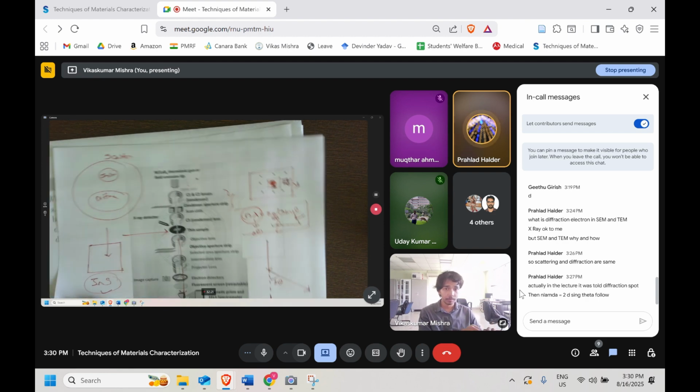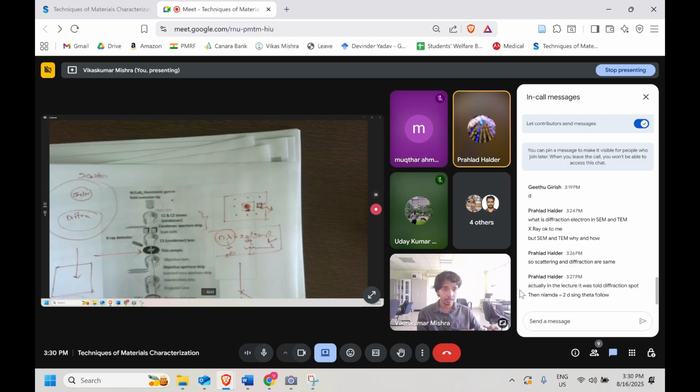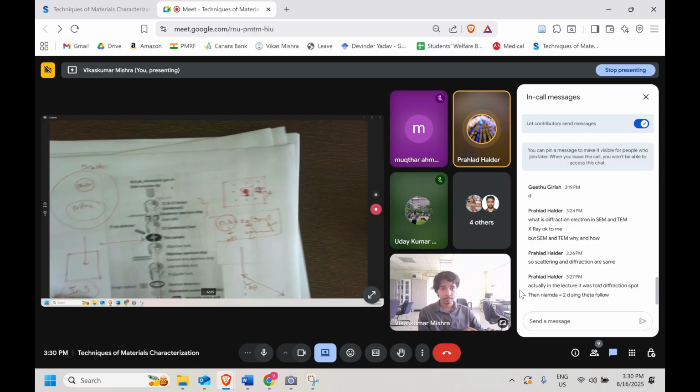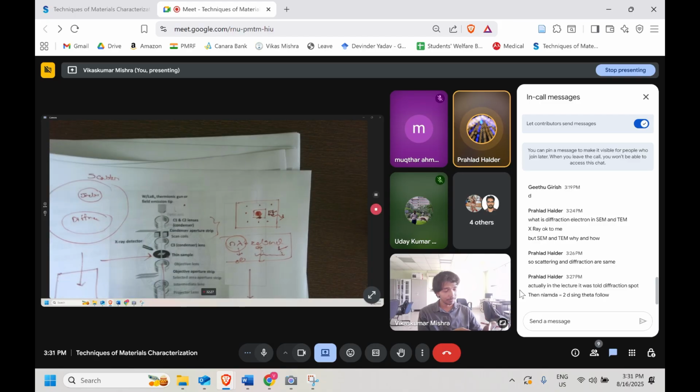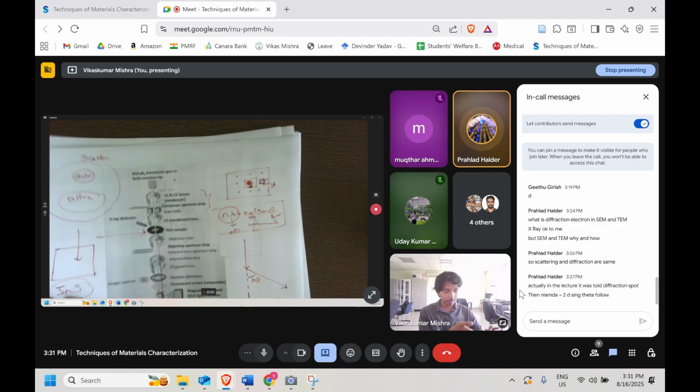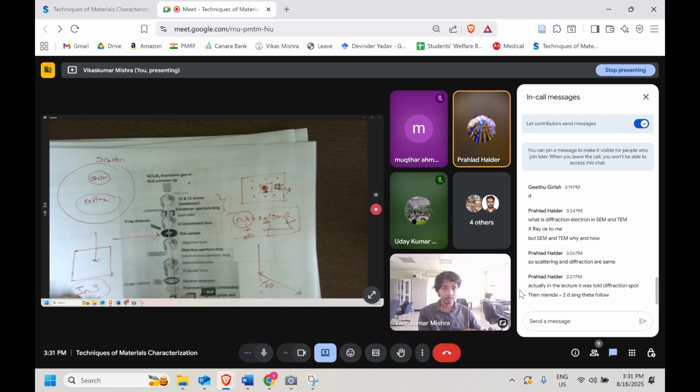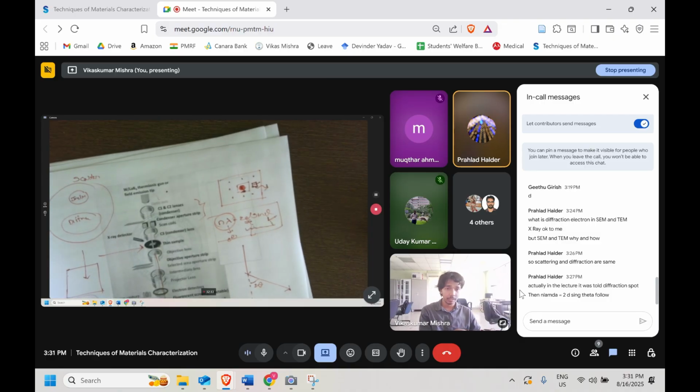Why can it not be the scattering spot? Most of the time, Sarah has told scattering, scattering, scattering. Suddenly, it has told diffraction spot. Now, why was it not told as a scattering spot? That is my point to understand. Got it.